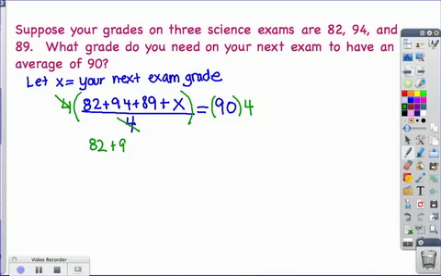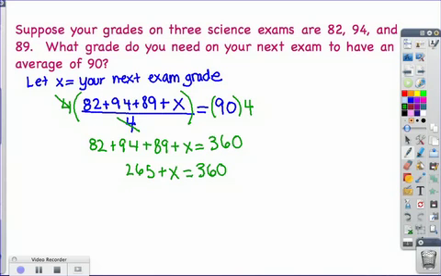Now I combine like terms in order to simplify. 82 plus 94 plus 89 is 265 plus my unknown exam X. Using inverse operations, I would subtract 265 from both sides. So X equals 95. This means you would need a 95% on your next exam in order to have an average of 90.